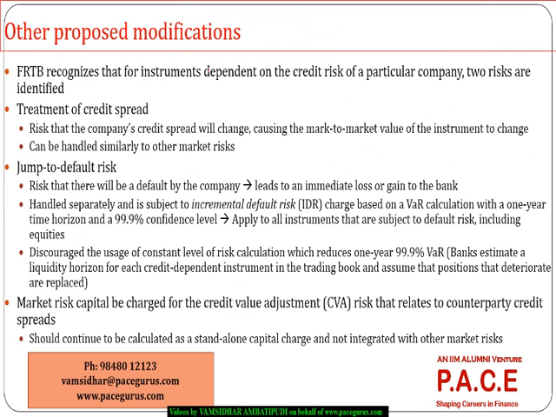And a few other modifications have been proposed by FRTB, especially for those instruments which are dependent on the credit risk, like the CDSs or CDOs, etc. For these kinds of instruments, it says to look at the credit spread risk and jump to default risk separately. The credit spread is basically the spread between the returns of the instrument and the risk-free rate of return. So this is the credit spread, and the risk is that this spread will change.